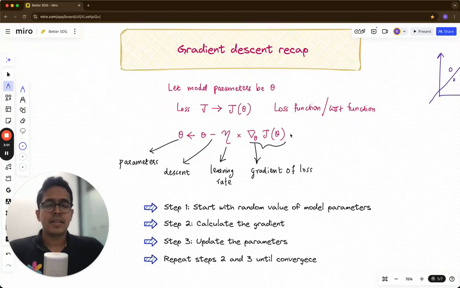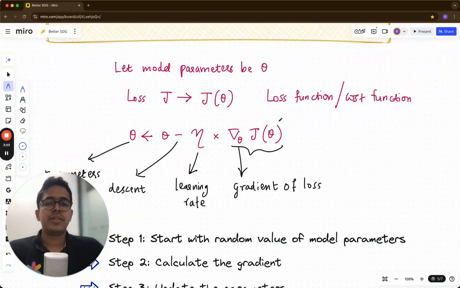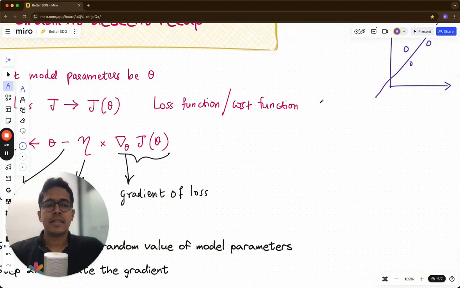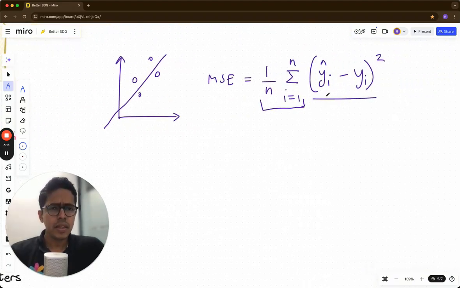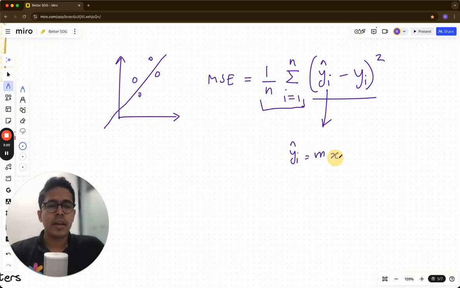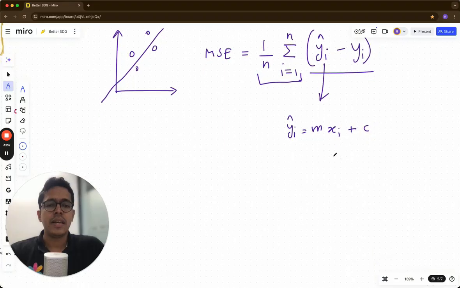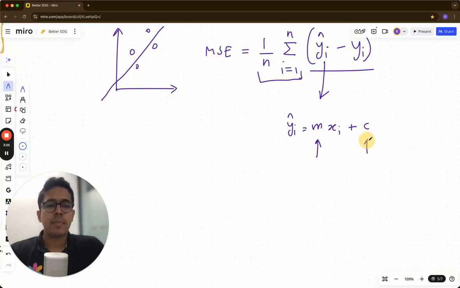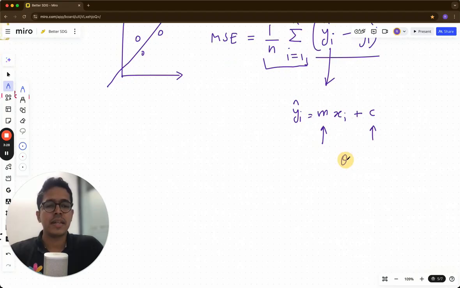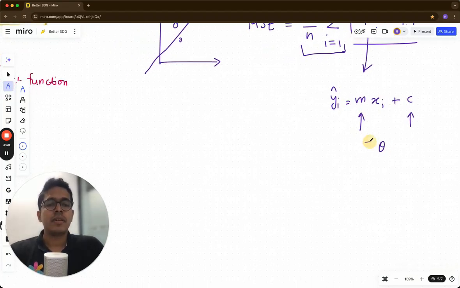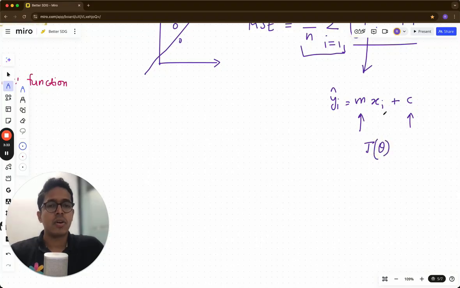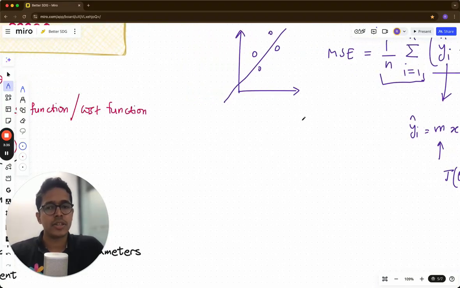In gradient descent, our singular goal is to minimize the loss function, which only depends on the model parameters. So here, in this example of linear regression, the model parameters for the straight line are the slope and intercept. So basically yi cap equals m xi plus c. Here m and c are the parameters, which can be collectively called theta, which determines what the value of the loss function J, or the mean squared error MSE, should be.